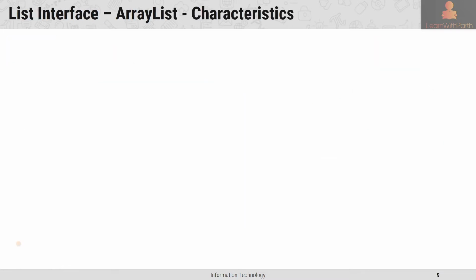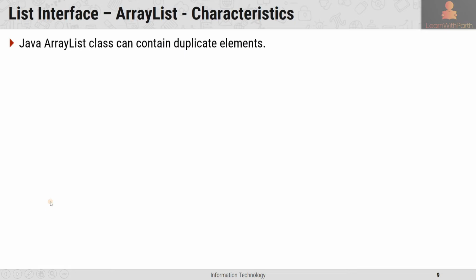So, what is the ArrayList? Or what are the characteristics of the ArrayList? ArrayList is a class. Here you can see a few characteristics of the ArrayList. It can contain duplicate elements. The second one is that it maintains the insertion order. In whichever order you add elements to the ArrayList, it is going to be preserved.